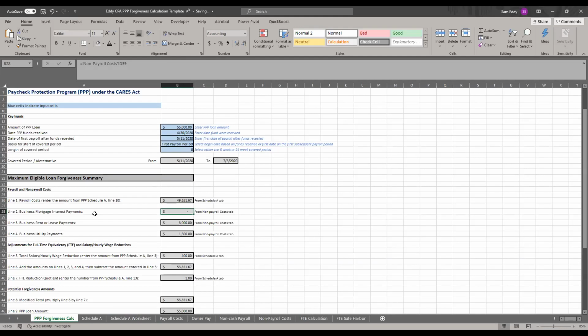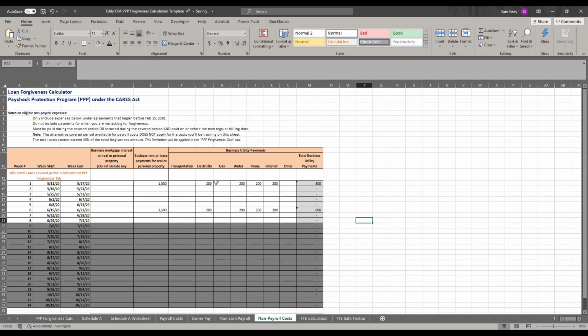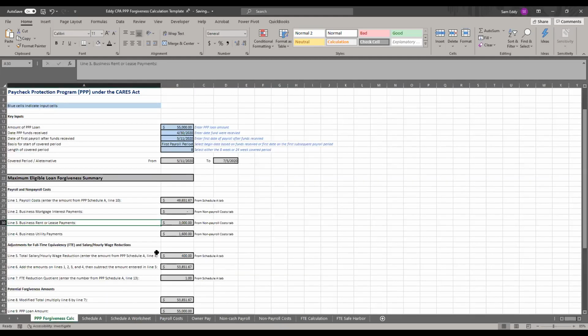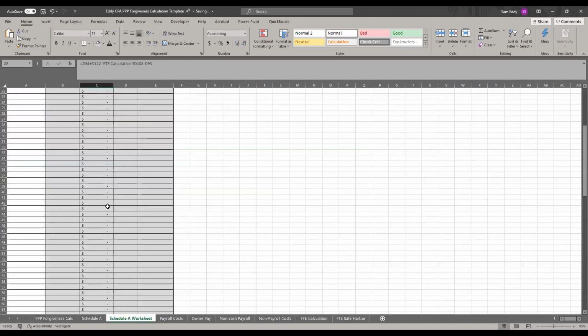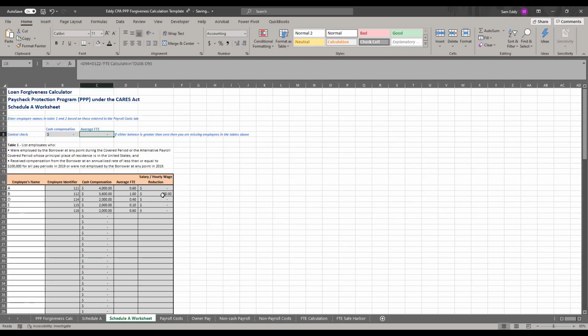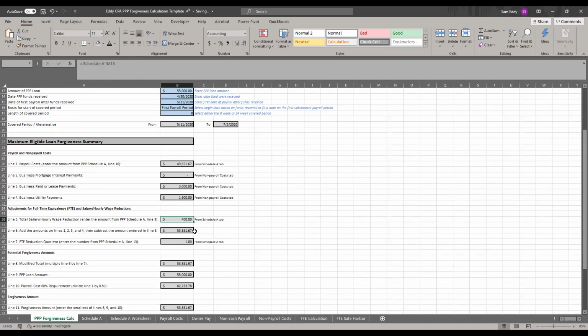Then if we had any business mortgage interest payments, business rent and lease payments, and business utility payments, they will feed from our related tabs. So in our non-payroll costs, they will come in. Then we have our wage reduction, which is based on our PPP Schedule A, which is our Schedule A worksheet. So any salary reductions here, which in turn feed from our payroll cost tab, will feed in here.